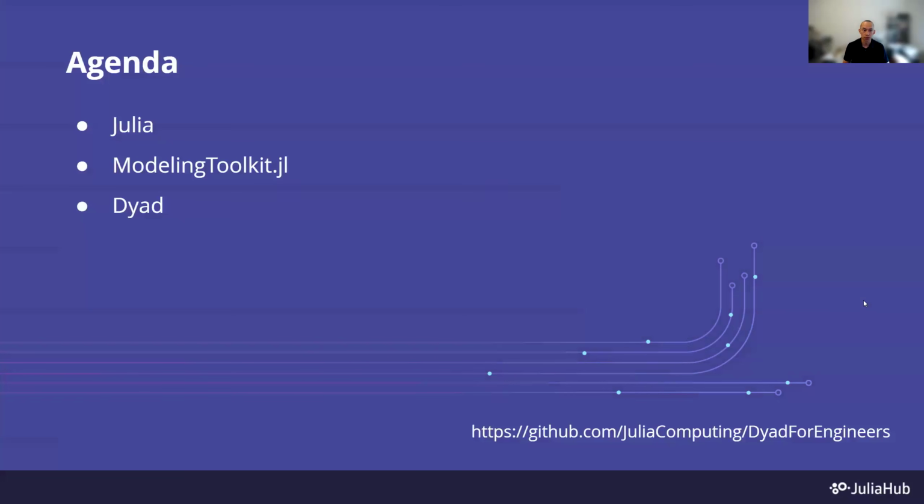Okay, so what we'll be going over are these three things. We'll start off with a brief dive into what Julia is, and we'll play around with that. We'll dive into what Modeling Toolkit is, and then we'll move on to Dyad.